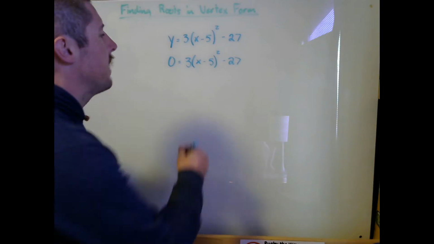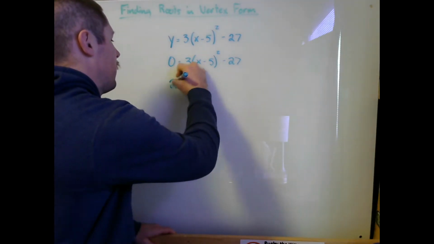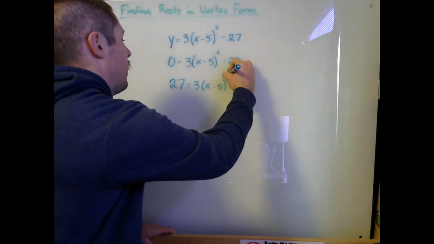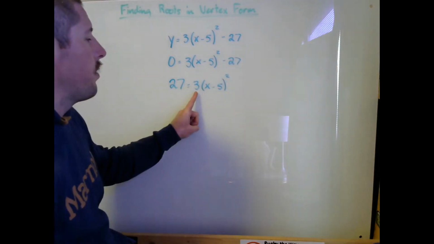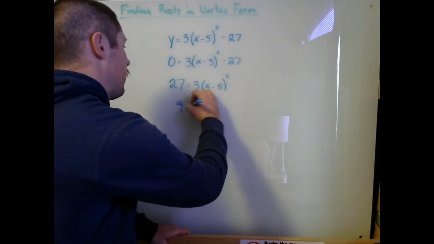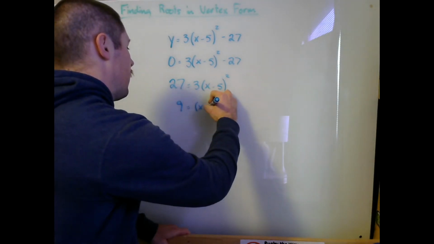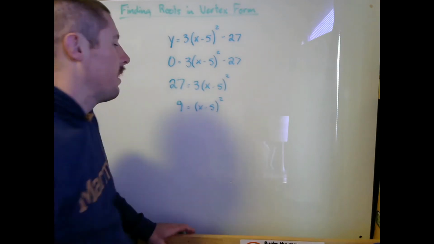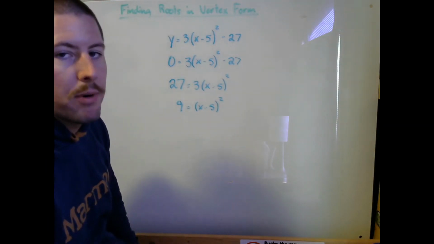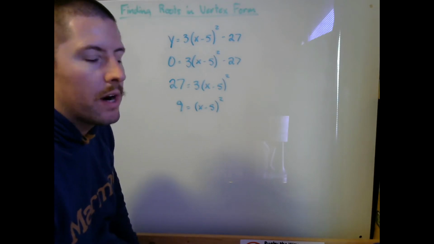First, I'm going to go ahead and add 27 to both sides. Next, I'm going to undo any multiplication or division, so I'm going to divide both sides by 3. The next step is to undo any exponentiation. Here what we'd like to remember is that to undo squares, we use square roots.